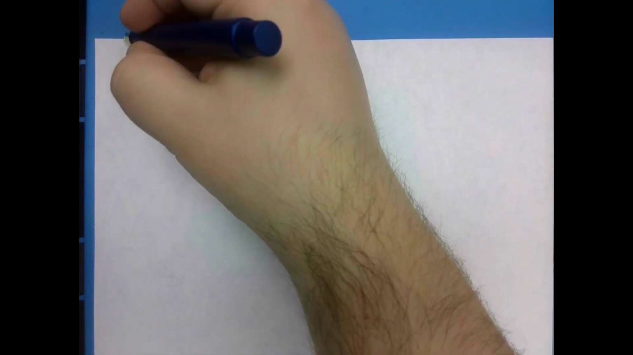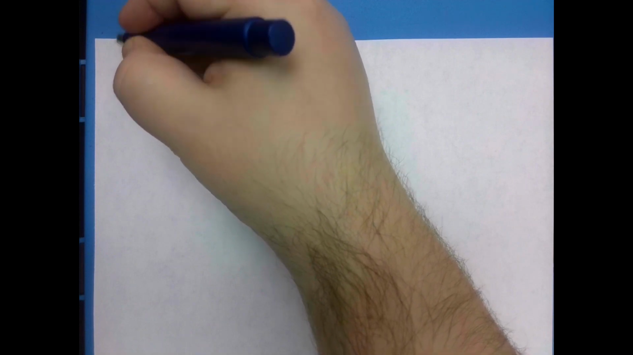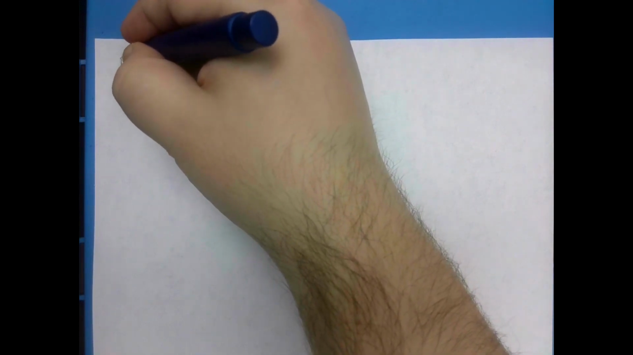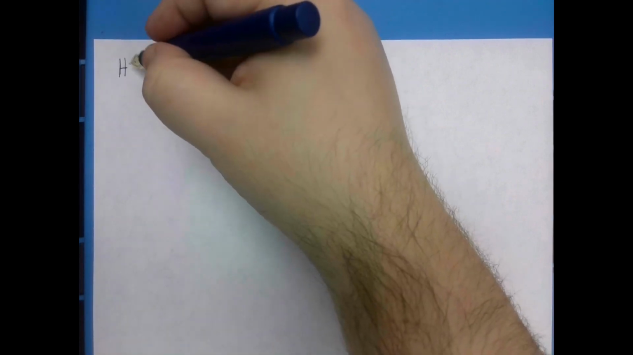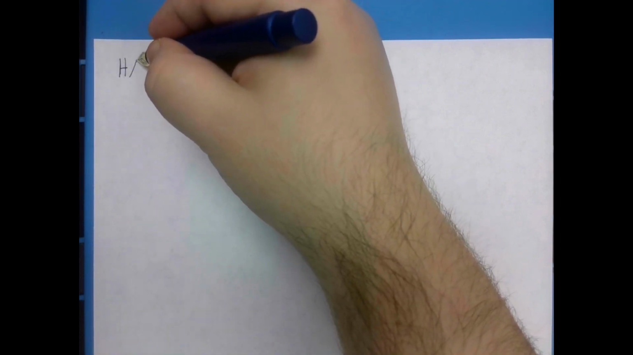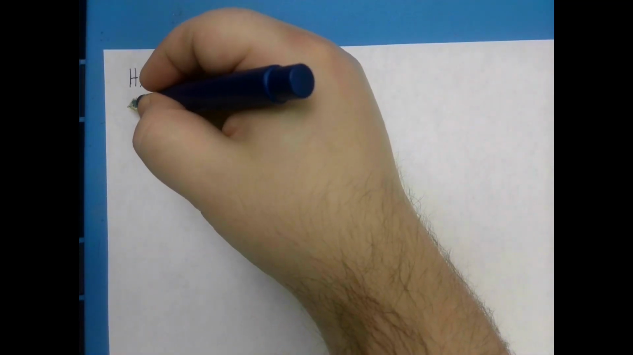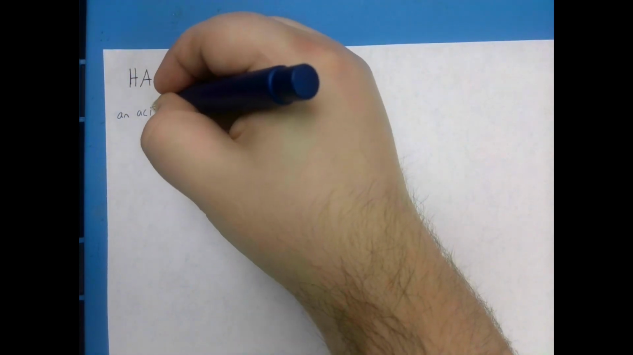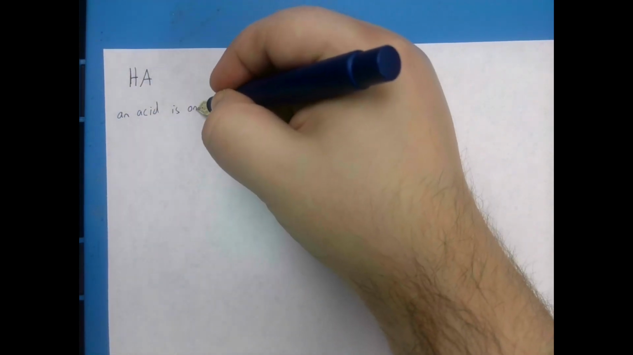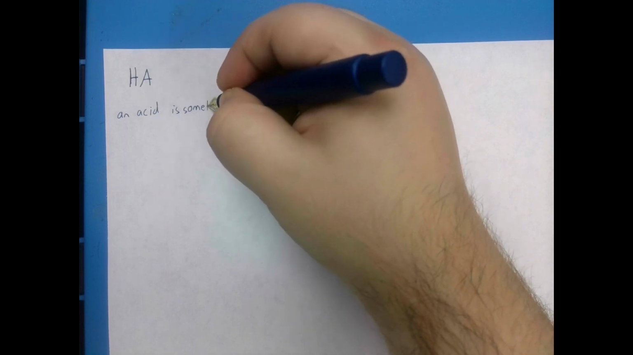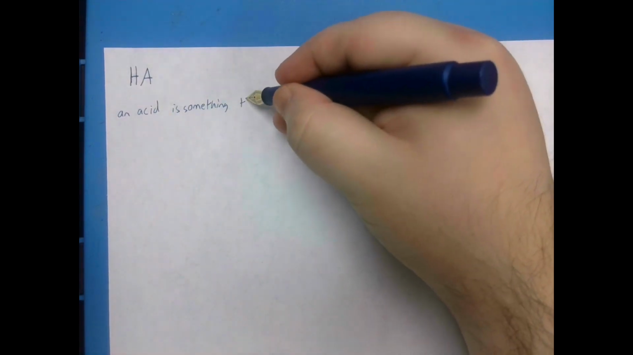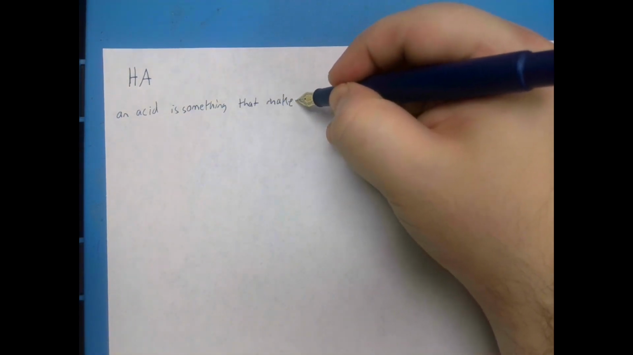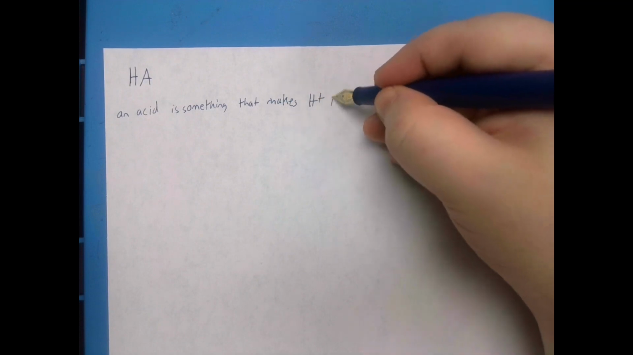So an acid has a hydrogen atom and some other base. An acid is something that will donate. An acid is something that makes H plus ions.